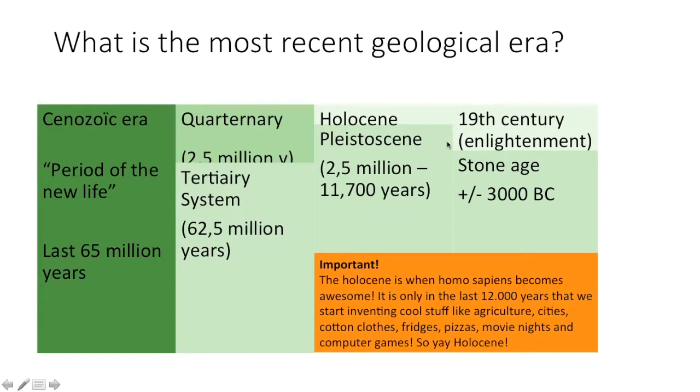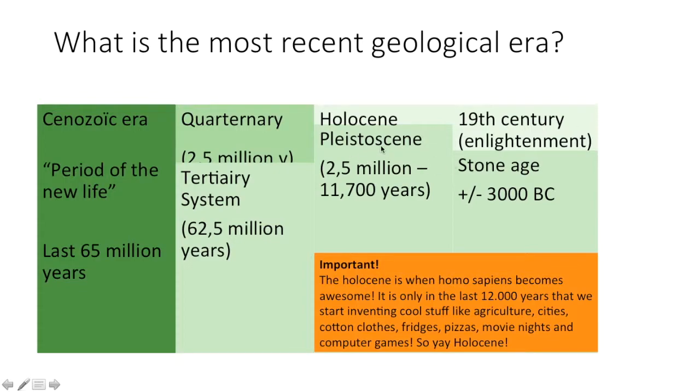And this is when the school system was invented, and this is when you didn't have to work on the land anymore, except maybe during summer holidays. And so it was only in the last 12,000 years that we started inventing cool stuff like agriculture, cities, cotton, clothes, fridges, pizzas, movie nights, and computer games. Holocene, yay! That's the last 12,000 years, a nice boundary to take.